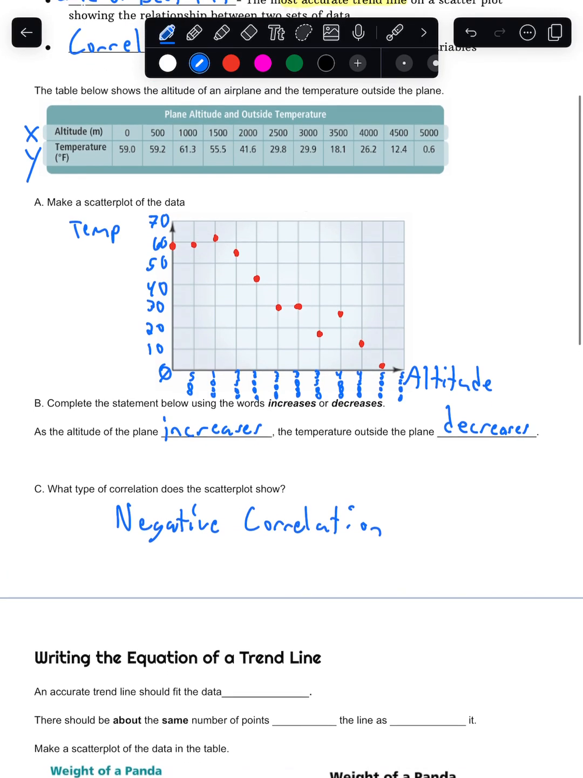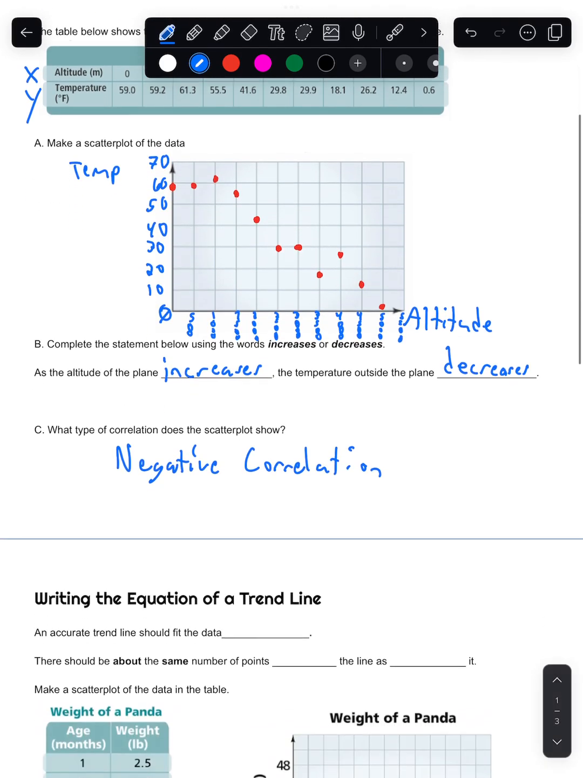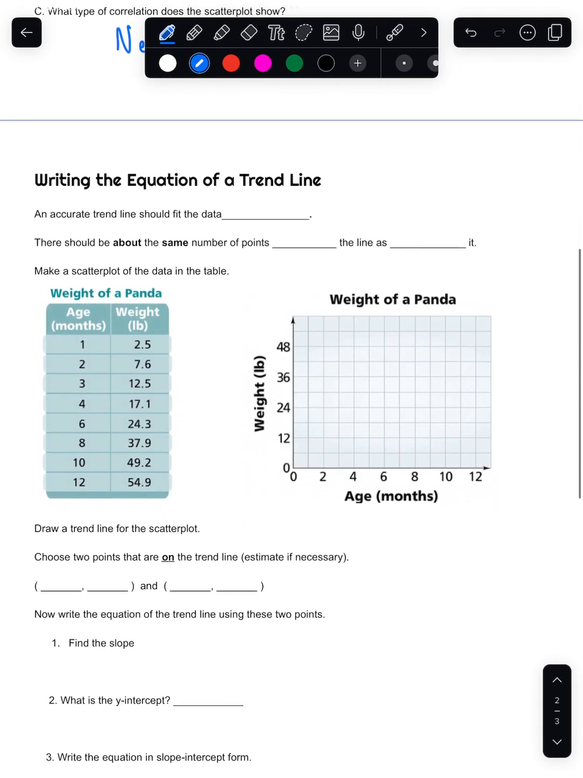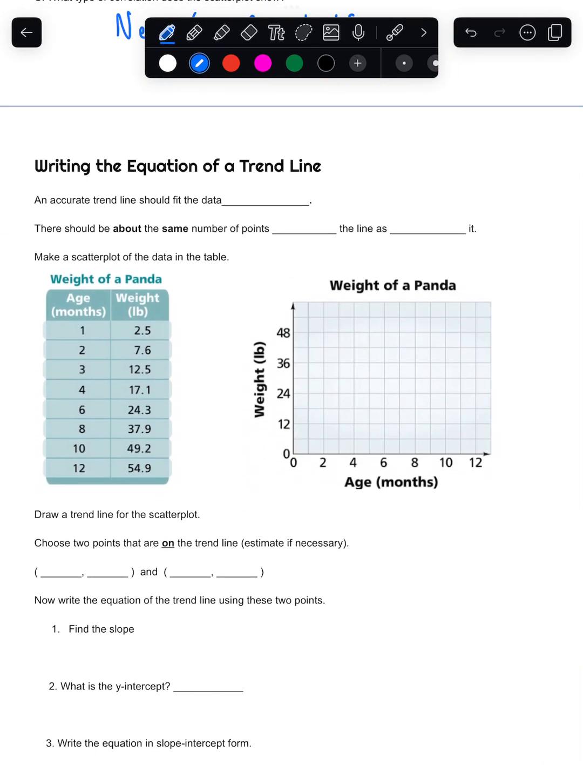Okay, so let's talk about, how do I get from there to the equation of a trend line? So meaning we're getting to the line of best fit. So an accurate trend line, that's what we're going to start with, is the drawn one. An accurate trend line should fit the data closely. There should be about the same number of points above the line as below it. Because think about that, I want to try to get it right in the middle. So if I have the same number of points above my line that I've drawn as I do below, as long as it's an even number, then my line's probably going to be pretty accurate.